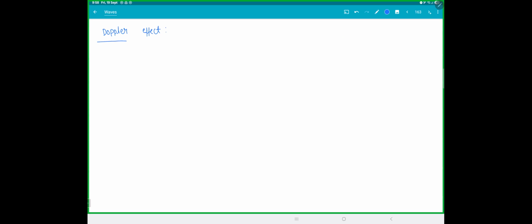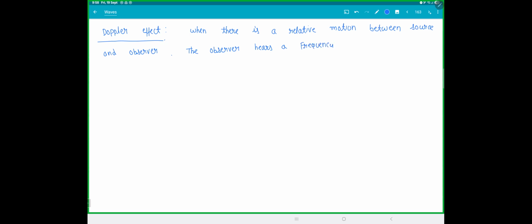Let's see. So Doppler effect. What is this? When there is a relative motion between the source and the observer, the observer hears a frequency different from the source. This phenomenon is called the Doppler effect.